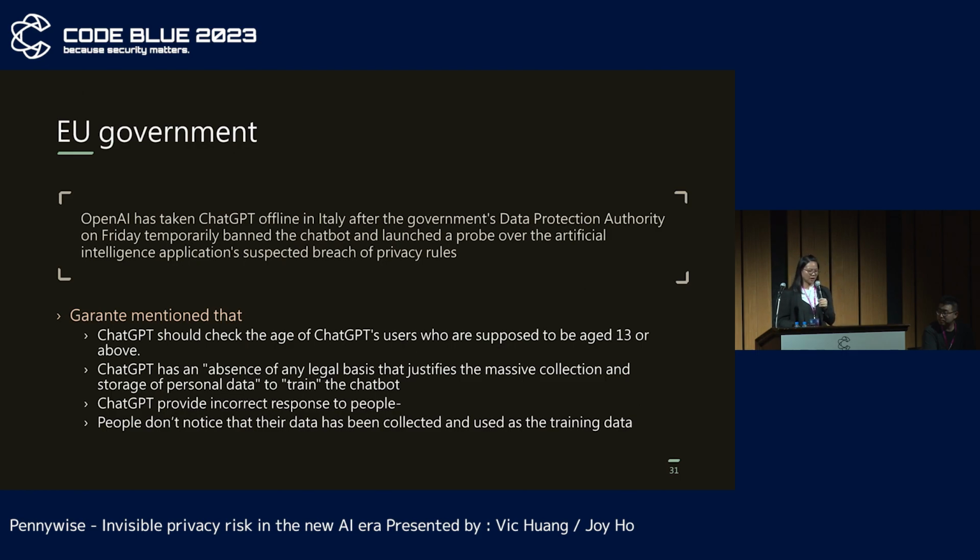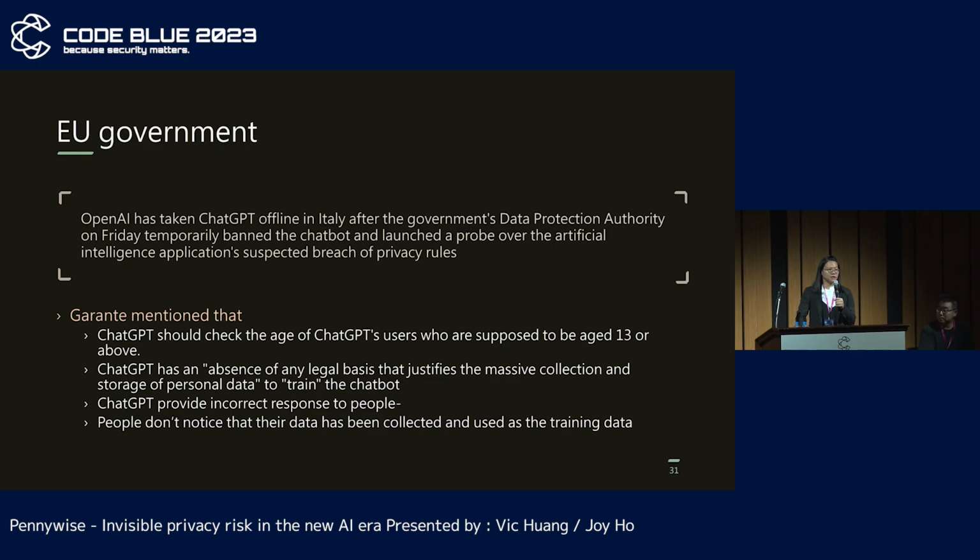I just show you the case to let you know the privacy risk. First of all, the Italian government said ChatGPT should check the user's age, because in Italy, if the user is under 13 years old, they are a minor. A minor has no ability to give fully valid consent. So if the service wants to provide its function to all of society, it should check the age first.